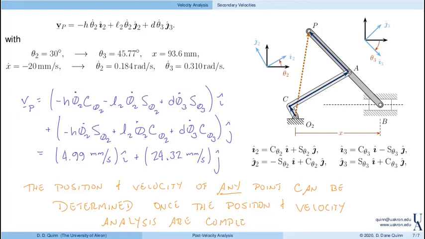So this position and velocity analysis, they provide a lot of information, but they're really not the be-all, end-all of our kinematic analysis. What we hope is that we can use that information to then go and say useful things about how the mechanism moves. So this has been a pretty exhaustive example, but this is kinematic analysis.